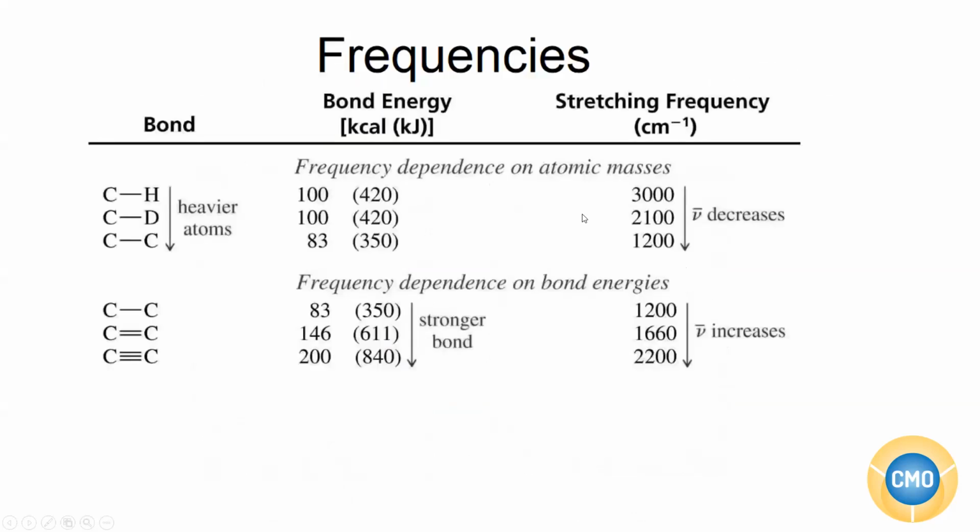So if we look at these a little bit more in depth, this is a table of frequencies. If we look at carbon bonds here, carbon to hydrogen, carbon to deuterium, and carbon to carbon, as these atoms get heavier, the frequency goes down and the energy goes down. In this second group of three here, we've got a single carbon to carbon bond, a double carbon bond, and a triple carbon bond. And of course, as these go along, the bonds get shorter, and the bonds get stronger too, and the frequency goes up.